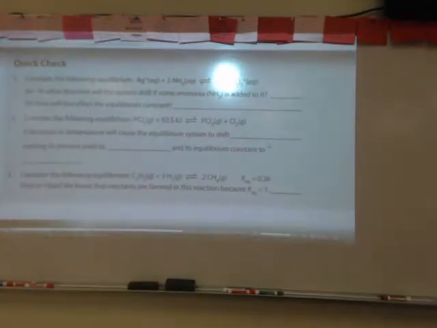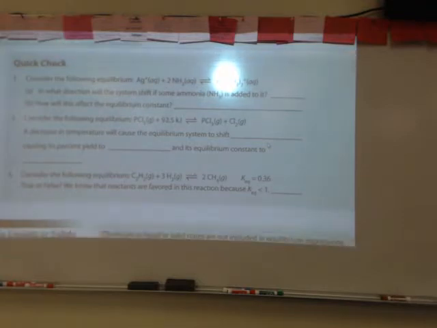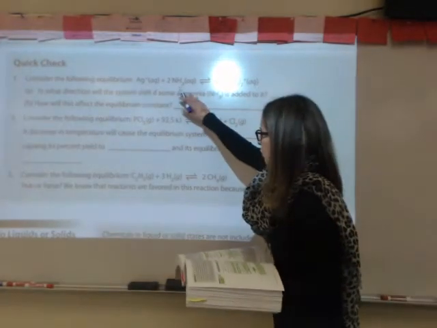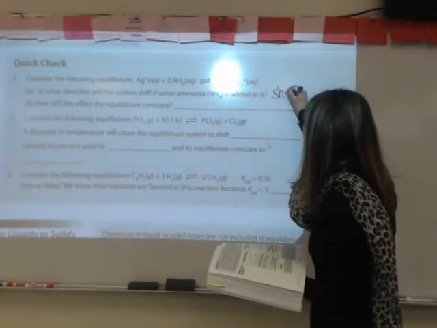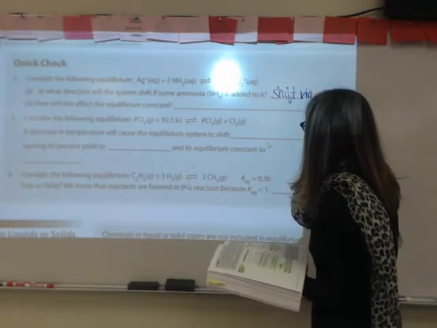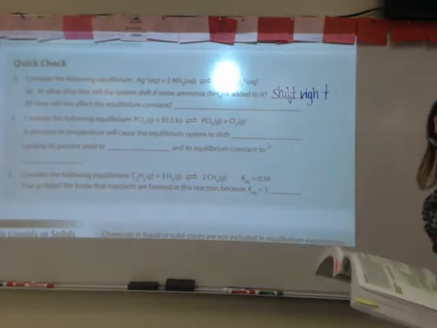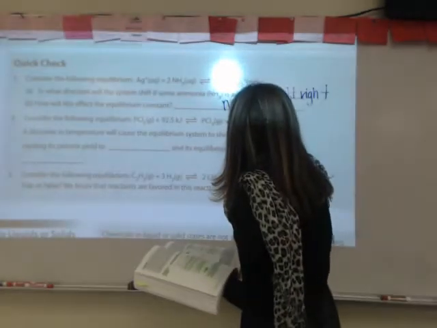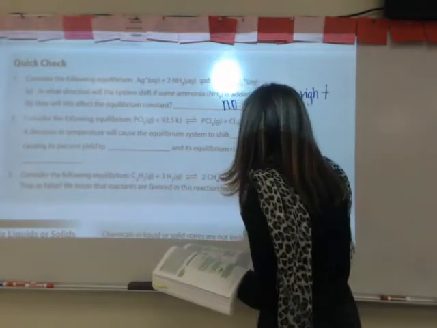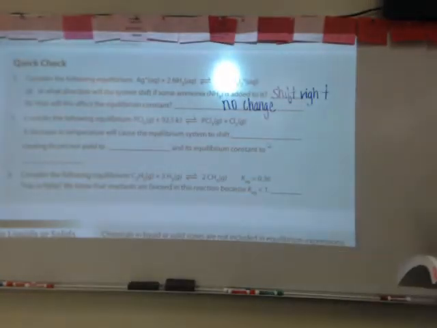Consider the following equilibrium. In what direction will the system shift if some ammonia is added? So if you add ammonia, you're increasing the concentration of reactant, so you should logically shift to the right. How will this affect the equilibrium constant? Well, it won't. There's no change, because a change in concentrations will not change your equilibrium constant. Number 2, consider the following equilibrium.